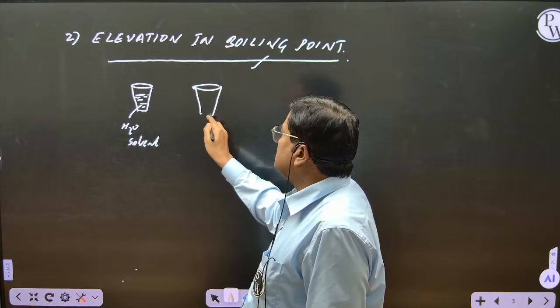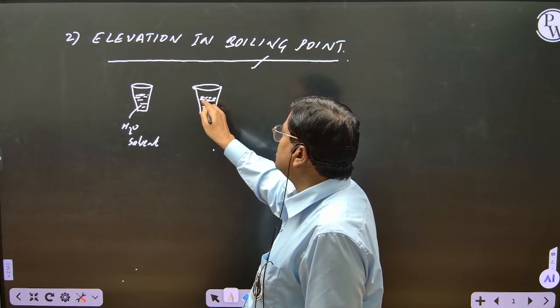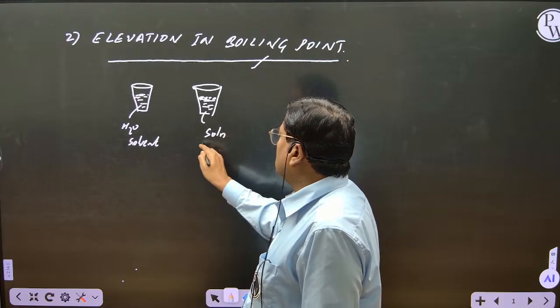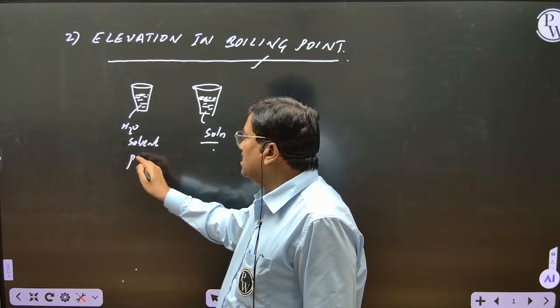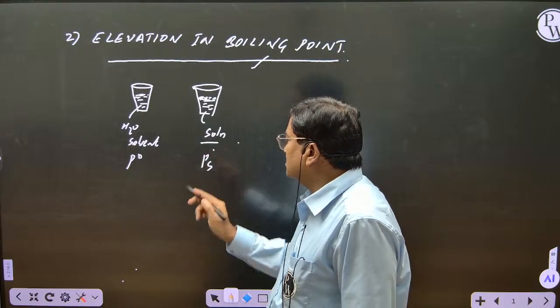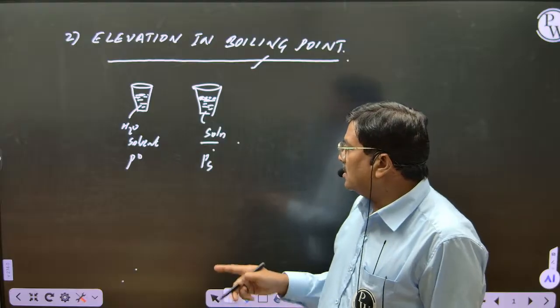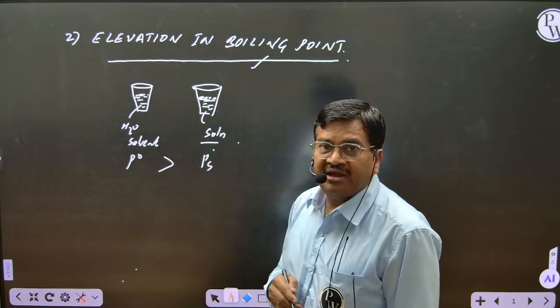When you add solute to the solvent, it makes a solution. This is the solution I took. In the last class I told you this will be P naught, that is the vapor pressure of pure solvent, and this is the vapor pressure of solution. Now, when we add solute to solvent, what happens? No doubt the vapor pressure of solution comes less than the vapor pressure of solvent.